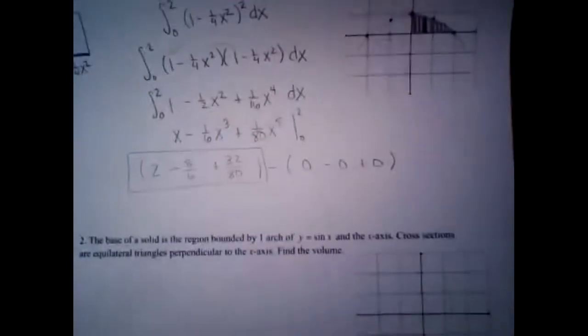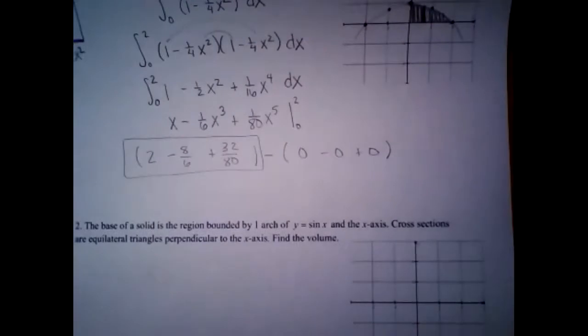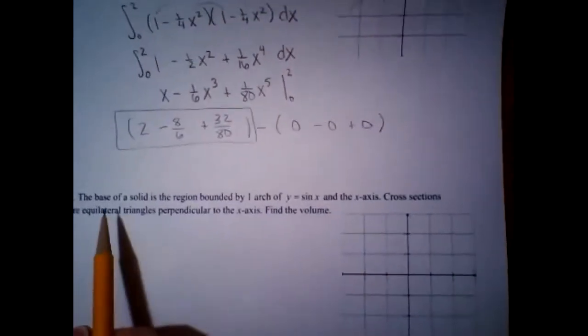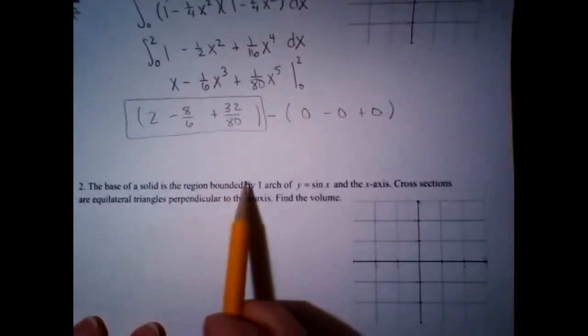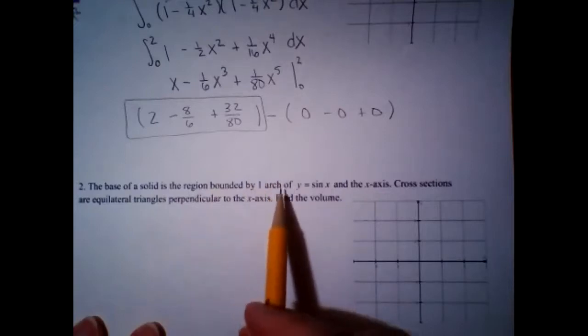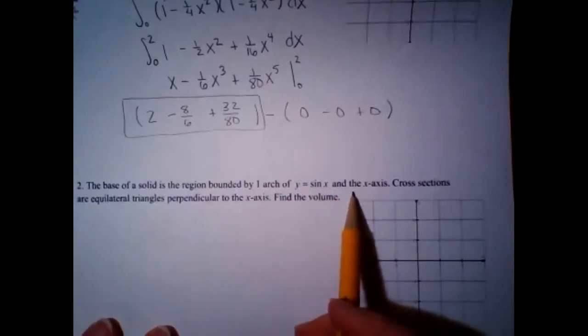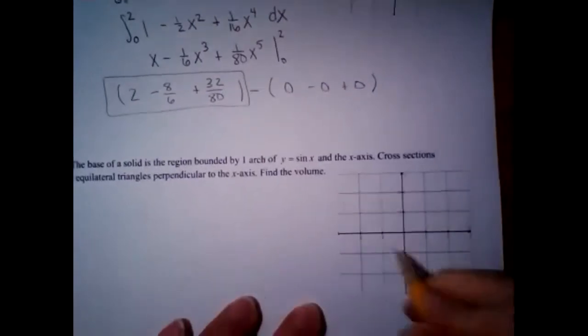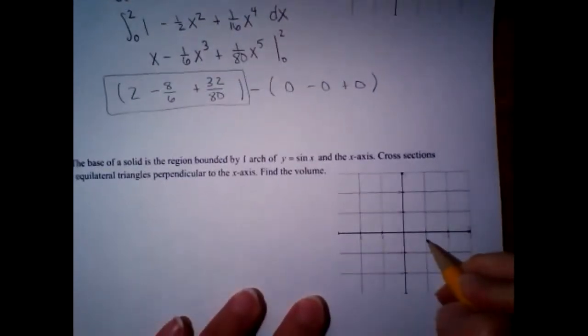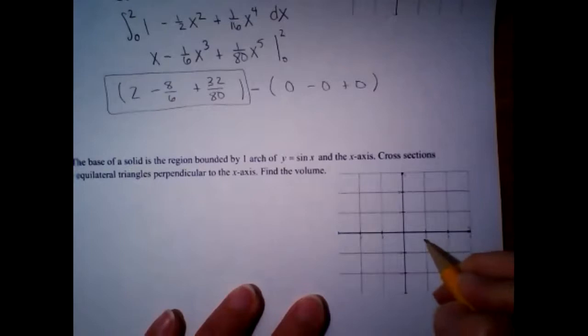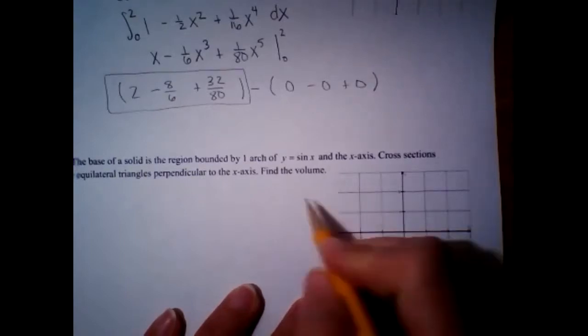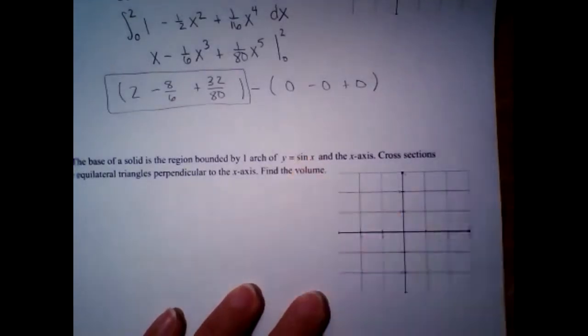All right, let's try another one. I tried to do an example of each type of shape here. All right, number 2: the base of a solid is the region bounded by one arch of y equals sine of x and the x-axis. So this one, I'm sorry, we're going to have to fix the labels on the x-axis. We can't count by 1, 2, 3. We're going to have to count by pi over 2 because we're going to graph a trig function here.